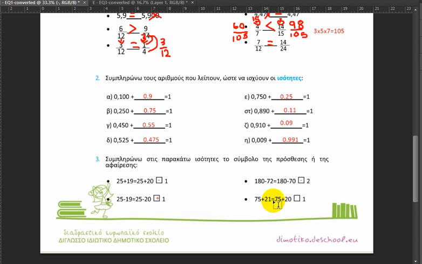Here we have 75 and 21, which makes 96. 75 and 20 makes 95. And you need to think, do I need to add 1 to 95 or subtract 1 to get 96? I need to add 1.